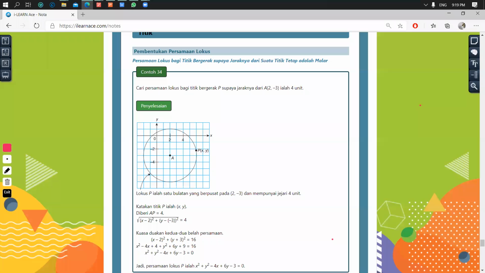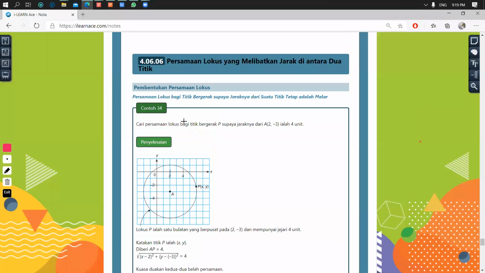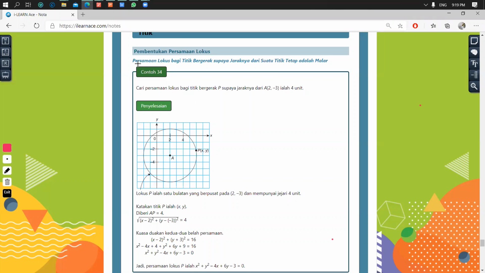Okay, this one last topic for this chapter, 7.4, equation of the loci. So before that, just want to recap loci. I think you guys should have learned it in, I can't remember, Form 1 until Form 3. I remember there are 4 different types of loci that you should have learned.